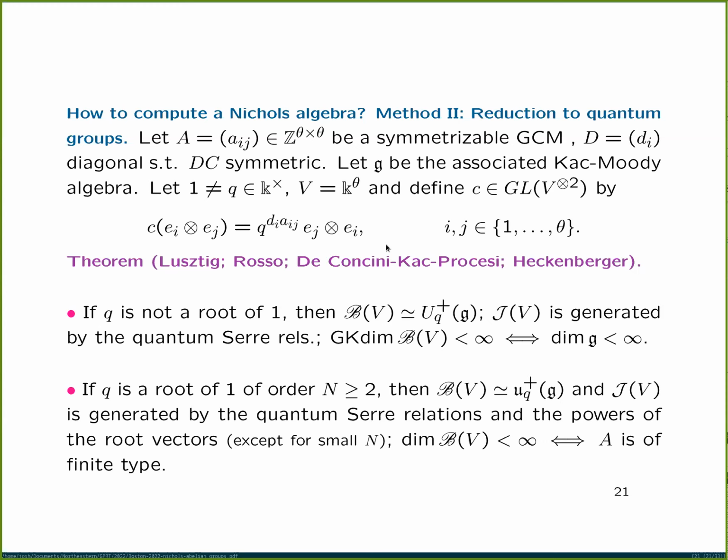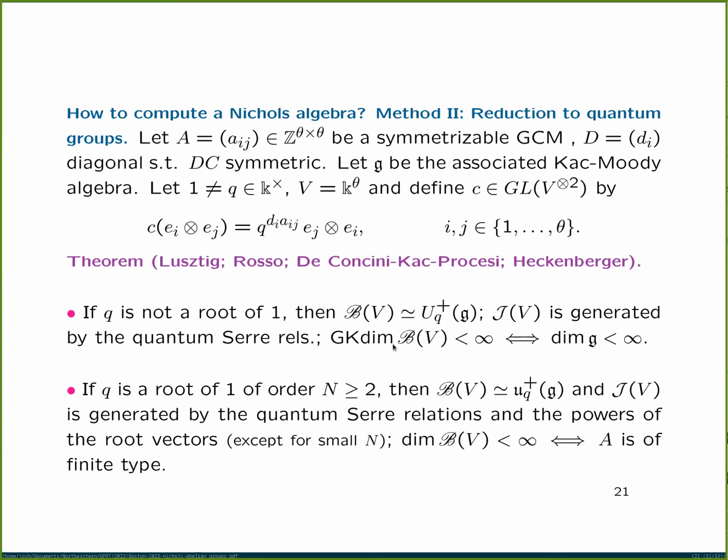So, what does the theorem say? If q is not a root of unity, then the Nichols algebra associated to V with this braiding is the positive part of the quantized enveloping algebra U_q of V. This is the first part of the theorem. The second part is that in that case, the ideal J of V is generated by the quantum Serre relations.